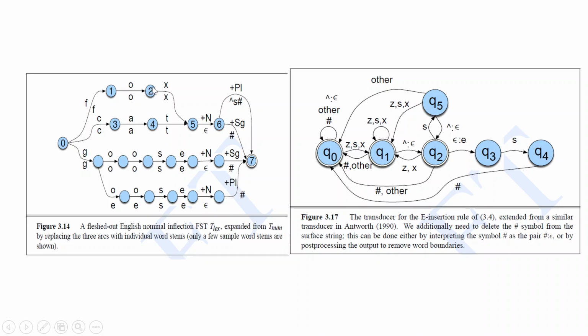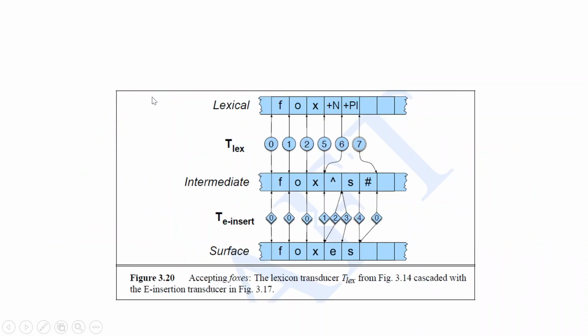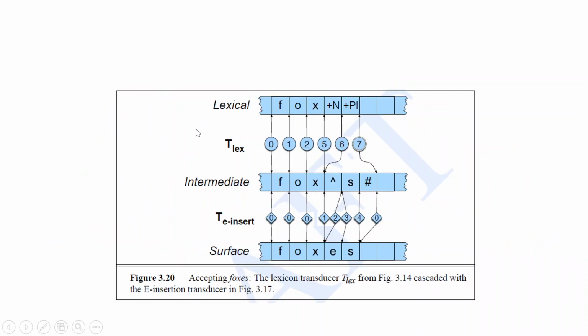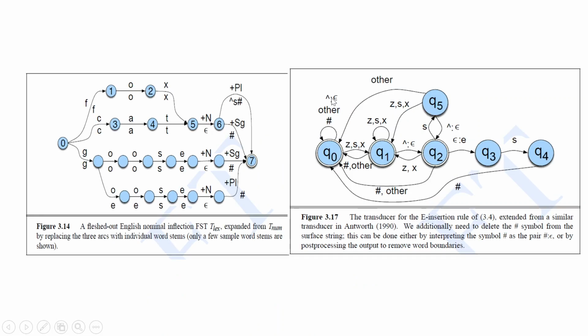And you transition to state 2. In state 2, the next input is X, and X is also the output, and you transition to state 5. So you transition to state 5 and generate X. Now what happens? The next input is the plural marker. So here the next input is the plural marker, right?